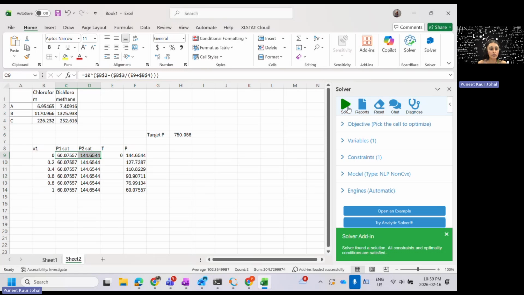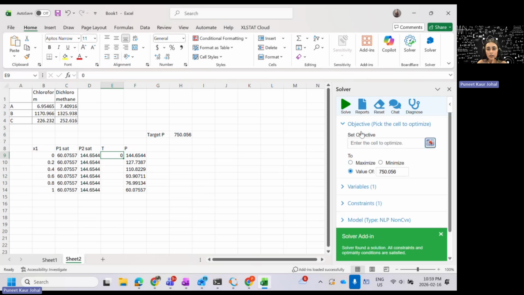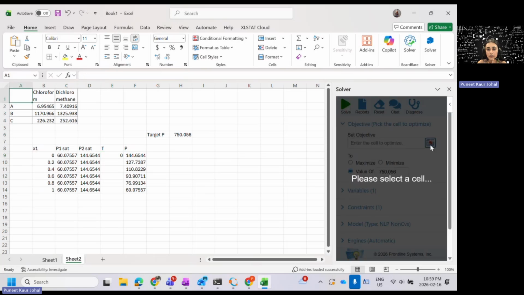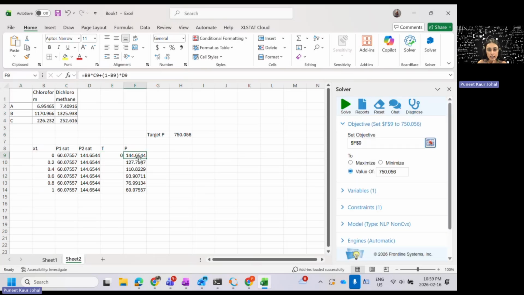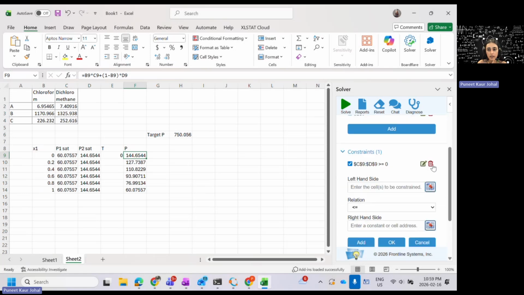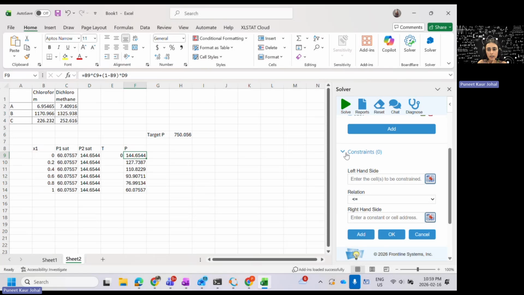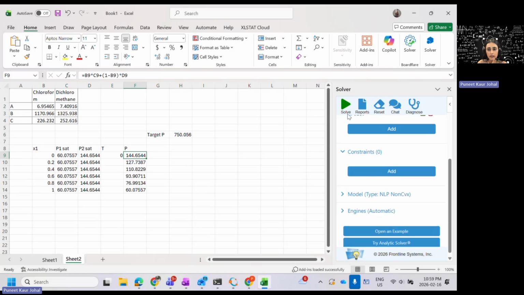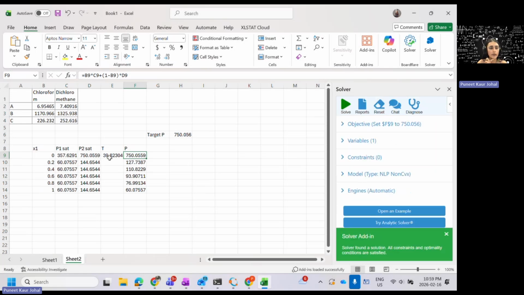So it's going to solve, and this did not work. Hold on. Objective is, set this equal to this. Okay. Variable is this. Maybe the constraints. Let me just delete the constraints. Okay. And let's solve it again. Oh, there we go. Okay, that worked. So I don't know what happened there.